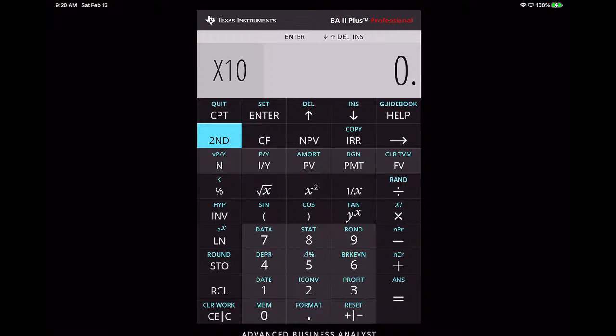Down, down. 47. Down, down. 49. Down, down. 54. 54. 59. And 60. Any questions?